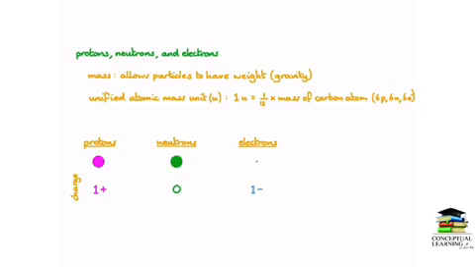A carbon atom like this has a mass of 12 unified atomic mass units. A single proton has a mass of about 1 unified atomic mass unit. And a neutron also has a mass of about 1 unified atomic mass unit. However, a single electron has a mass of only 0.00055 unified atomic mass units.